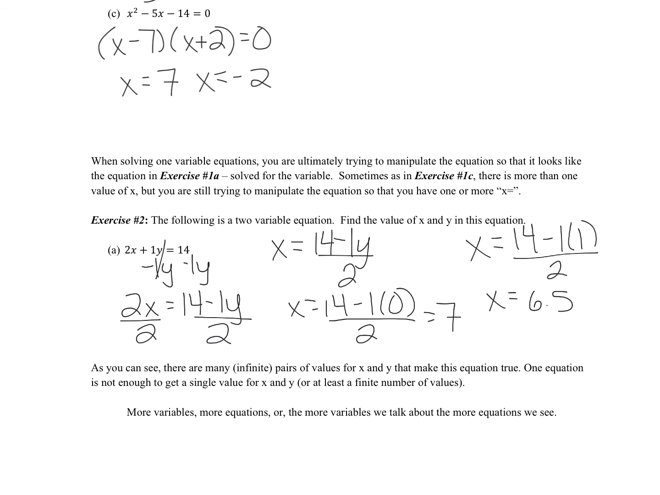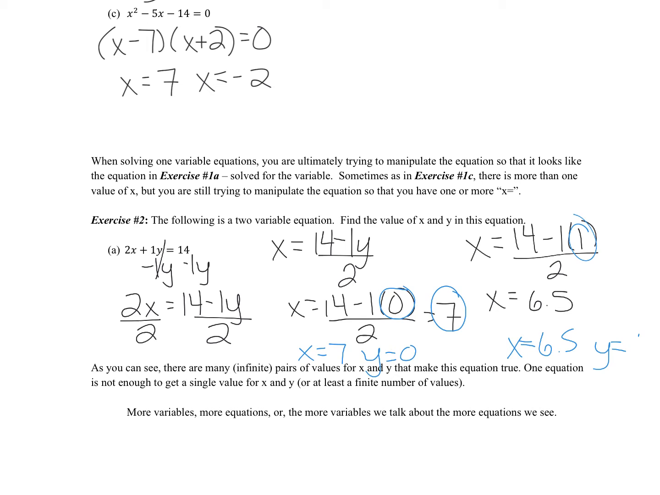So it says, as you can see, there are many or actually infinite pairs of values for x and y that make this equation true. So the pairs we found: the pair when x is 7 and y is 0 could work. I started with y the way I solved it, but typically we'd write the x and then the y. Here we saw that x was 6.5 and I plugged in a 1 for y. And if we kept going, we could find basically an infinite number of values for x and y.